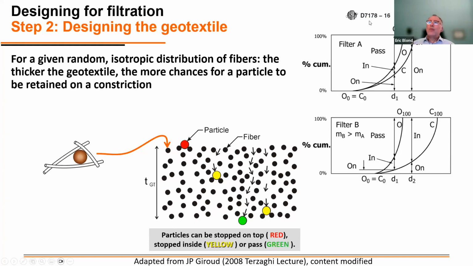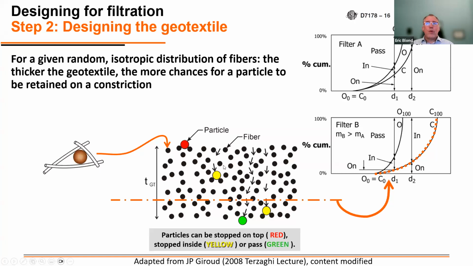There is even an ASTM standard, which I'm not referencing here, which provides guidance. Oh, here, yes, D7178. I actually wrote this standard, but it explains how to do the calculation based on thickness, polymer density, mass per unit area, and a couple of things. So what is the number of constrictions? For a given random and isotropic distribution of fibers, the thicker the geotextile, the more chances for particles to be retained on the constrictions.